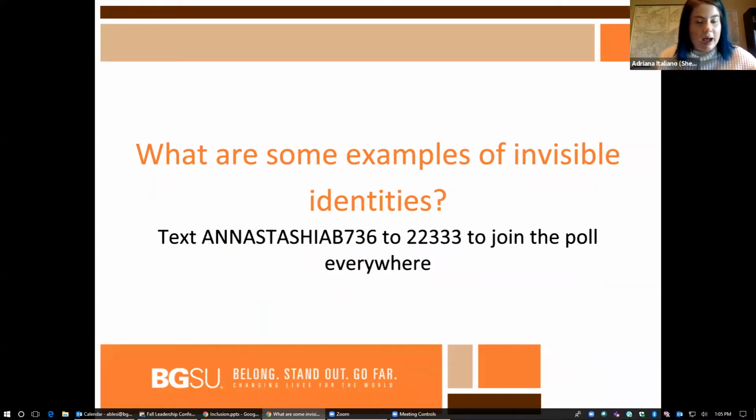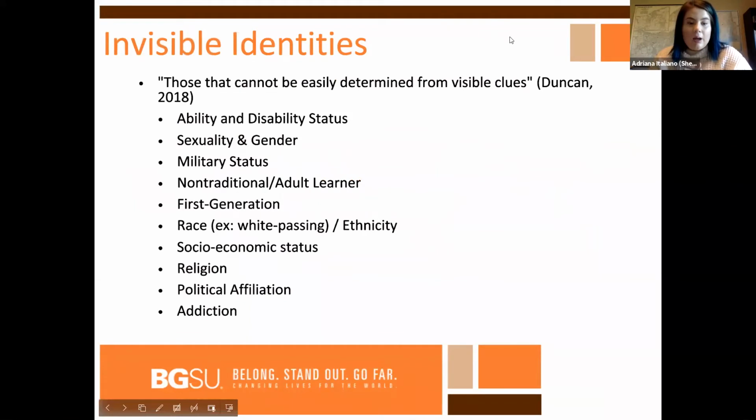And so thinking about these invisible identities, you all are right on the mark. If you want to move ahead, Anastasia. So yes, invisible identities are those that cannot be easily determined from visible cues. As we're walking along our lives and interacting with others, these are things that right from the get-go, when you see somebody, you may not be able to know or notice.